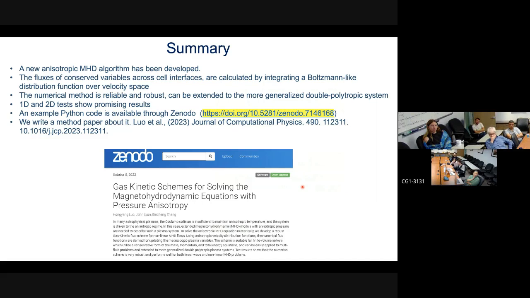Okay, quick summary. We developed a new anisotropy MHD algorithm. The fluxes of conserved variables across cell interfaces are calculated by integrating a Boltzmann-like distribution function over velocity space. The numerical method is reliable and robust and can be extended to the more generalized thermopolytropic system. We performed one-dimensional and two-dimensional tests, and the results are good. We have provided an example Python code and also written a method paper about it.